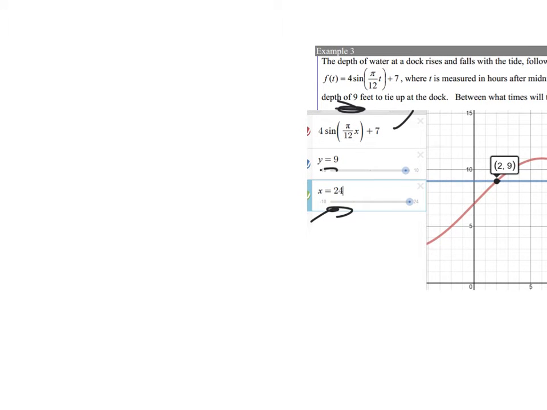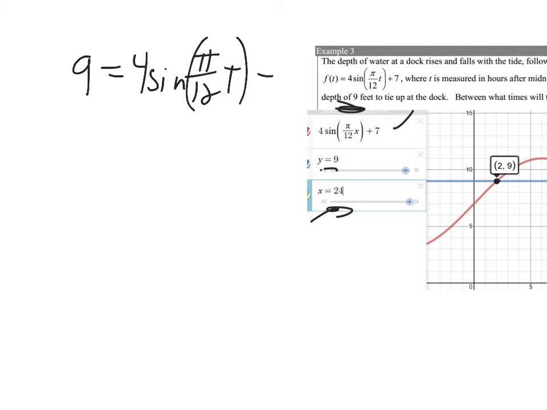So what we're going to do is say y is 9, so 9 equals 4 sine of pi over 12t plus 7, and we're going to solve. Really, this part is kind of like my variable because it has the variable in it, and I don't know the sine of what angle. So I'm going to isolate that. I'm going to subtract 7 and divide by 4. When you subtract 7, you get 2, and divide by 4, you get 1/2. So when does 1/2 equal the sine of whatever this thing is?